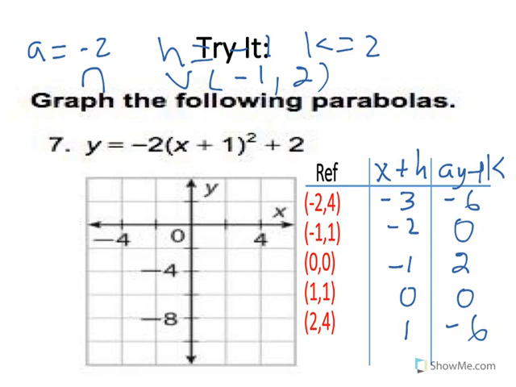Negative 3, negative 6, so it's here, and negative 2, 0, it's here, and negative 1, 2, so it's here, and 0, 0 is here, and 1, negative 6 is here. So the graph will open downward. Right?